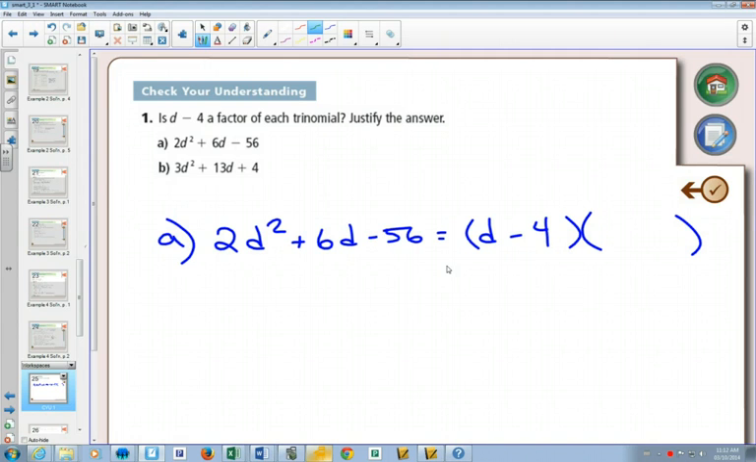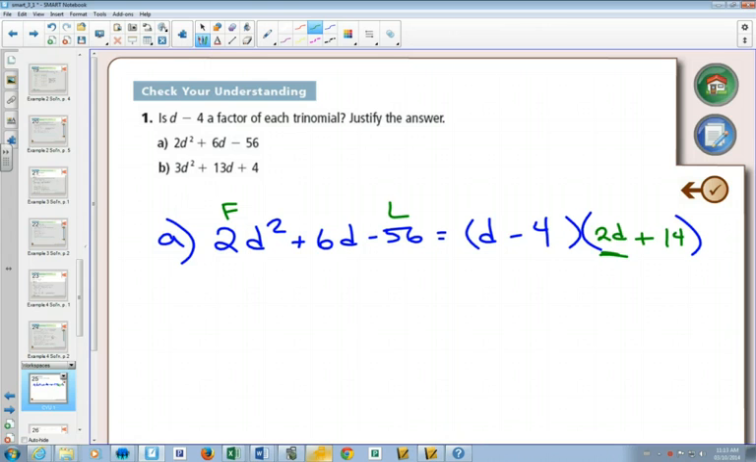Now, considering our first one here and our last one here, if my first one's 2d squared, what has to go here? 2d. If my last one's 56 and I have a 4 here already, what has to be there? 14. And if it's going to be a negative 56 and I already have a negative 4, it would have to be plus 14. Correct?